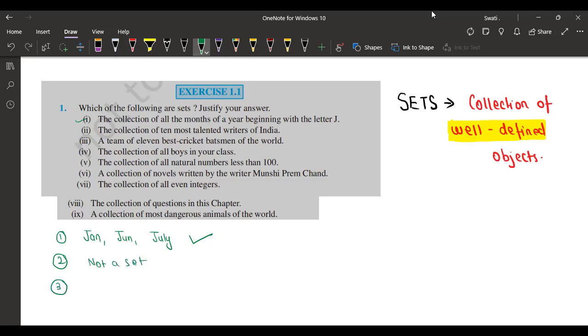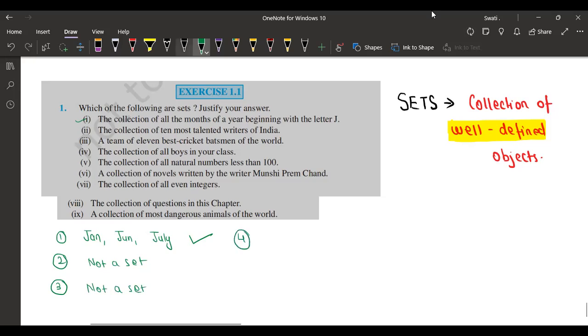Let's go to the third question: a team of 11 best cricket batsmen of the world. Again, how can you say that these are the 11 best cricket batsmen of the world? No, you can't decide that. There are different criteria on which we decide that this one is best, this one is best. For me, maybe it's a different answer. For you, maybe it's a different answer. For a third person, maybe it's different. So, of course, it is not well-defined again, and that is why it is again not a set.